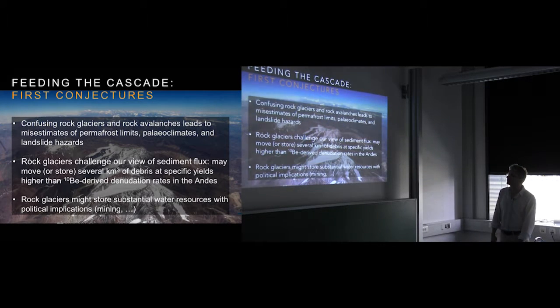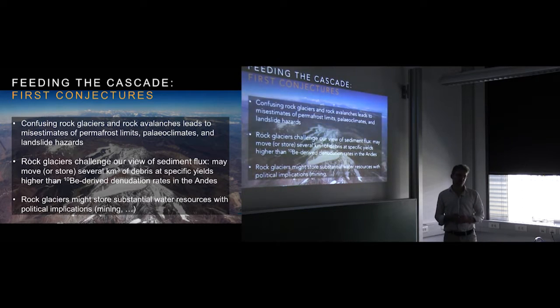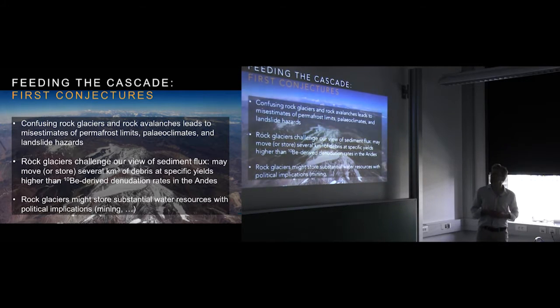So to wrap things up, instead of some conclusions, I want to have some conjectures here. Okay, because we're still in the phase where the research that Julia is doing and we're all doing is building up different hypotheses. The one thing that we see for certain is that confusing rock glaciers and rock avalanches leads to misestimates, potentially of permafrost limits. We have seen that the permafrost distribution is modeled by rock glacier distribution. If we misclassify rock glaciers, we misclassify the limits.